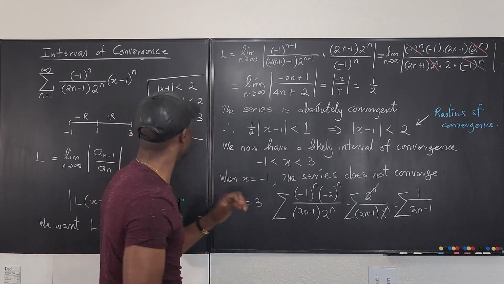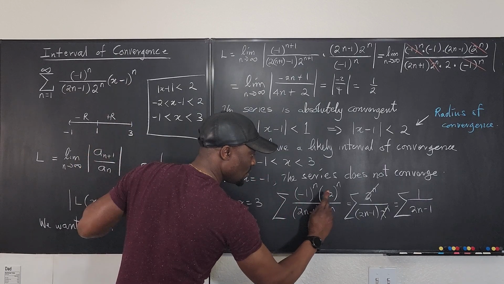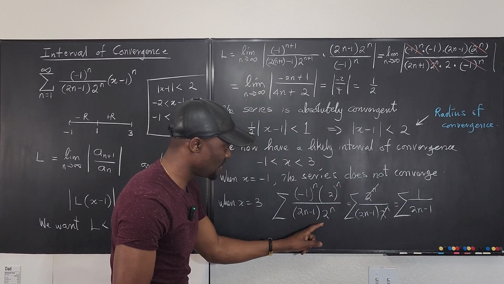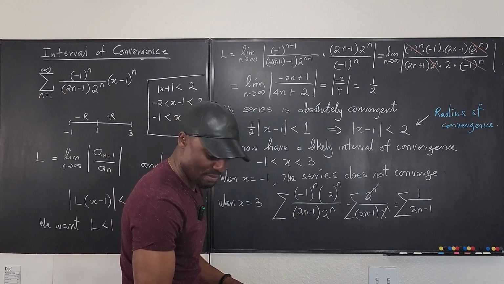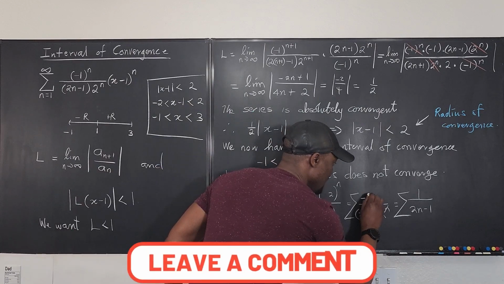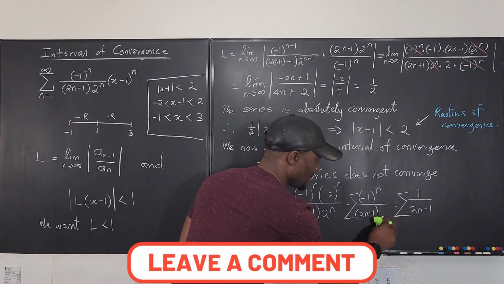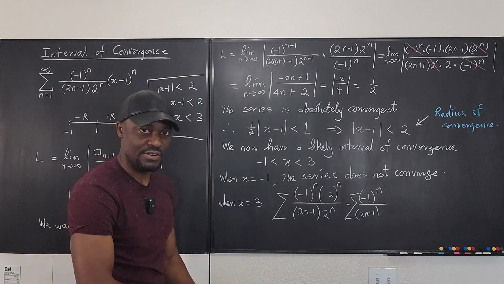Now, let's assume we're doing when x equals 3. So I'm going to modify this. This is the only thing you change. 3 minus 1 gives you 2. So this is going to be 2 to the n. And straight away, 2 to the n cancels 2 to the n. What you have left is negative 1 to the n over this. And this is gone. Okay. Do you think this series will converge?